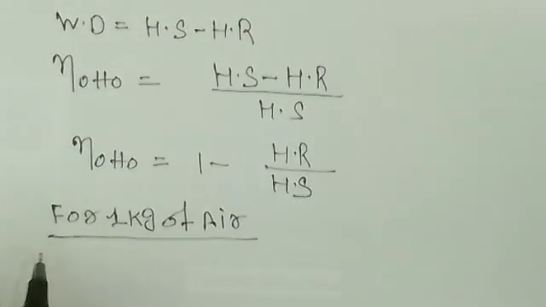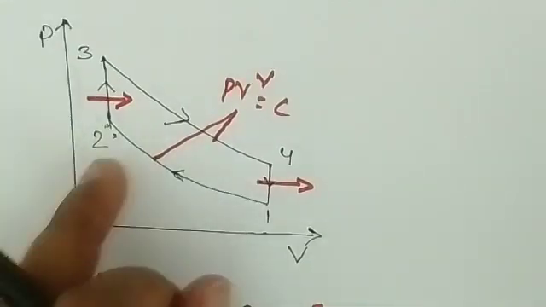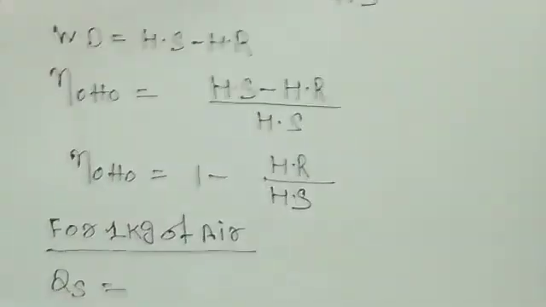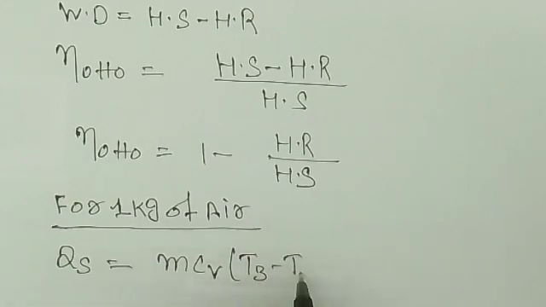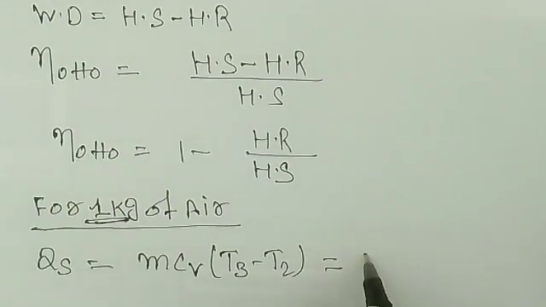So heat supplied, that is QS, is equal to, you are supplying the heat from 2 to 3, right? So m CV (T3 minus T2). So you can write it here, that is mass into CV, the specific heat at constant volume, into T3 minus T2. As I consider the mass is 1 kilogram, this equation will become CV into T3 minus T2.